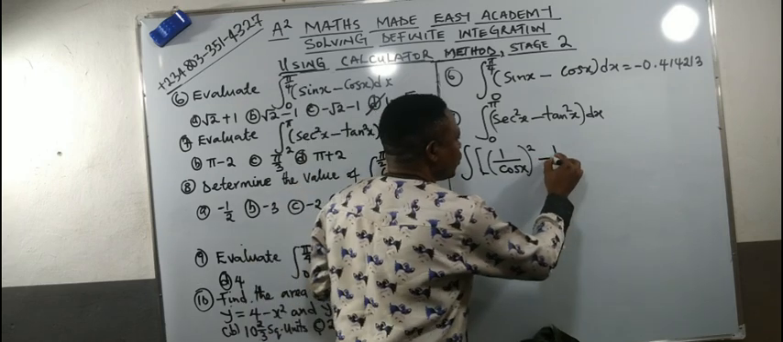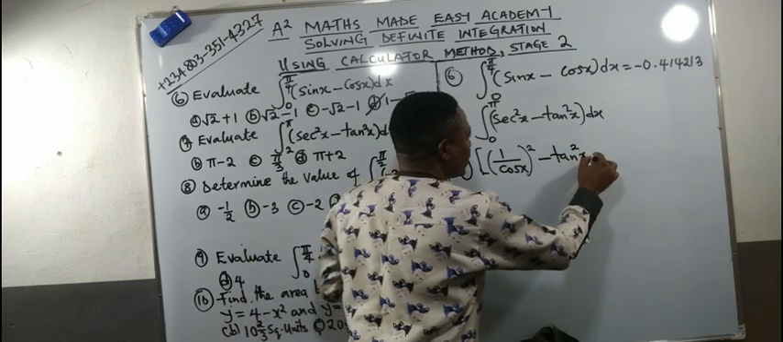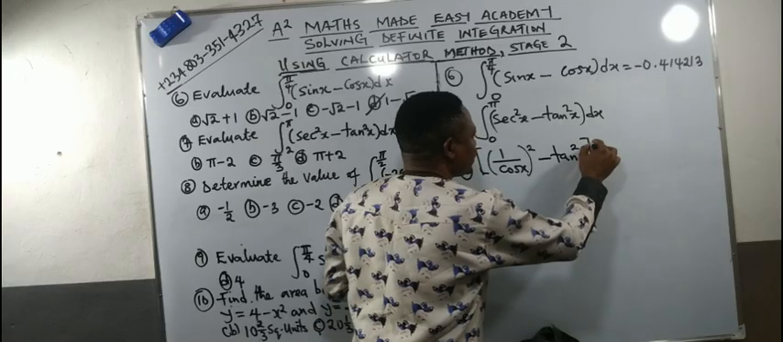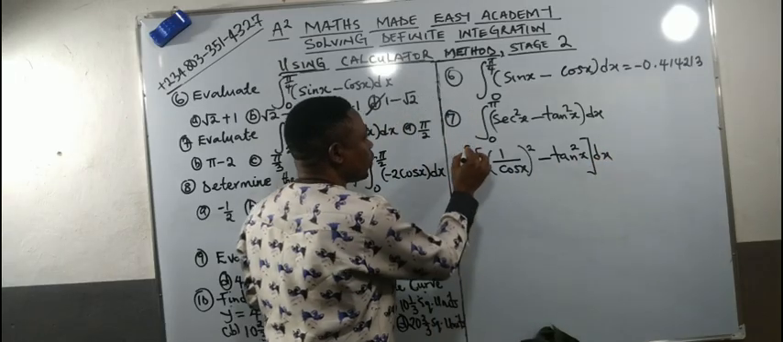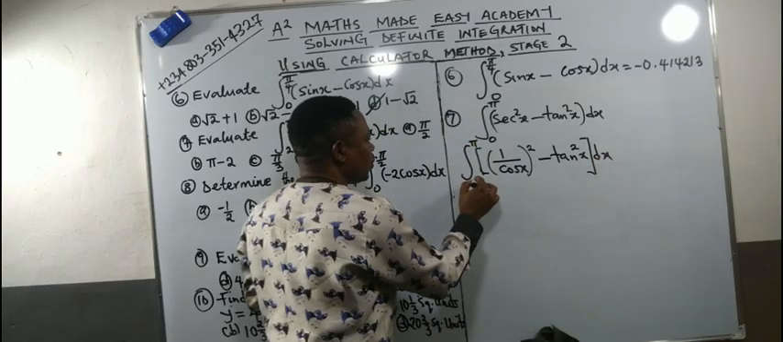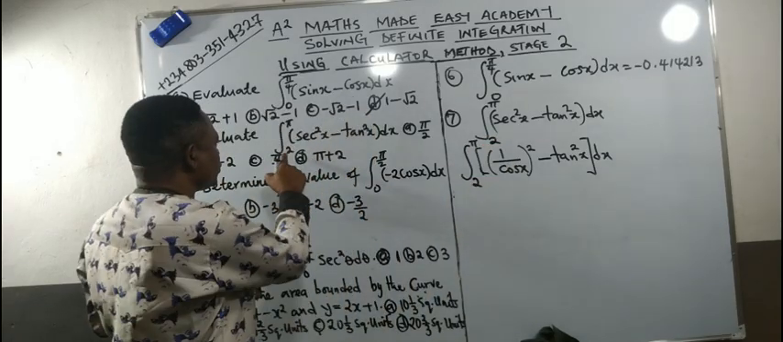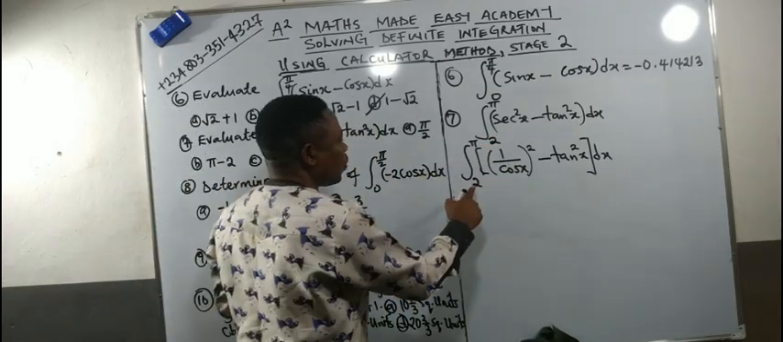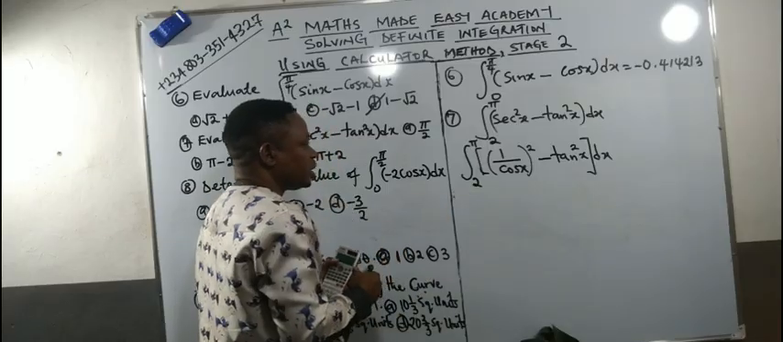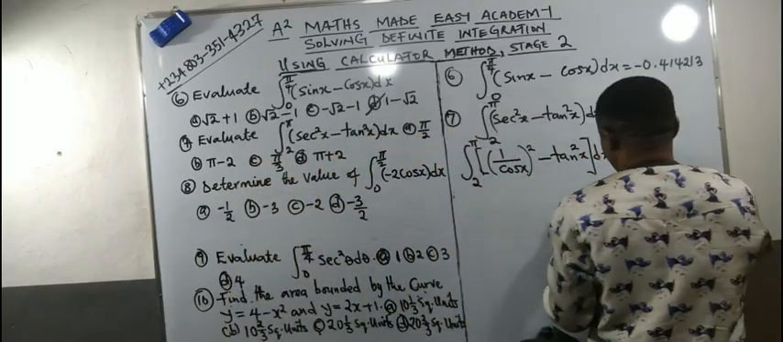Then minus tan square of x, close with the big bracket, dx. What is the upper limit? Rad. And what is the lower limit? 0. Sorry, 0, not 2. Are you with me? We have 0 as the lower limit.